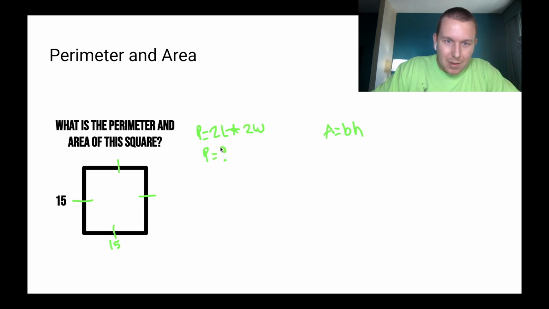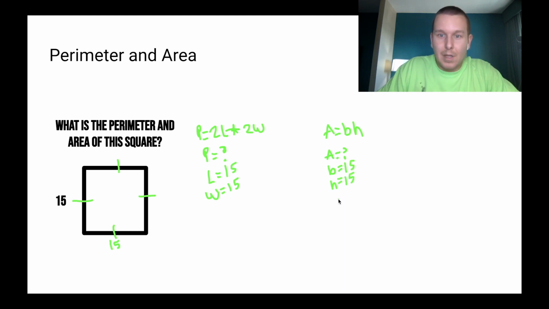The length is going to be 15 and the width is going to be 15. So both of our numbers are 15 in this case, all right? So for area, we need to know that the area is a question mark. We don't know it quite yet. The B equals 15 and the H equals 15. Okay? So now that we have this all set up, we can plug in and we can solve our equation.